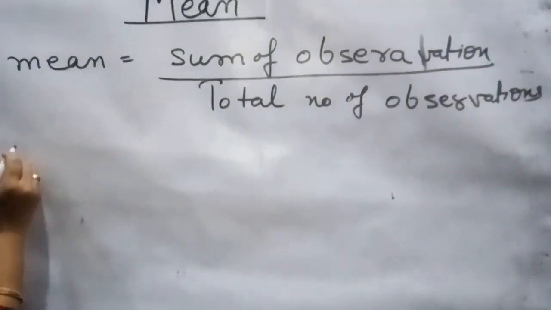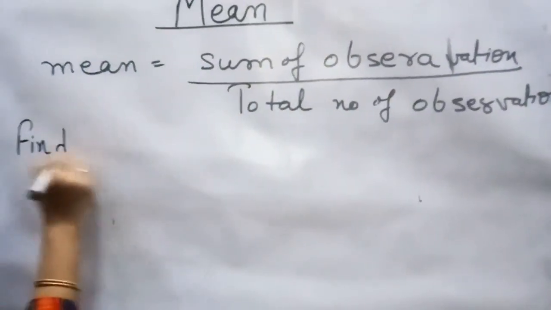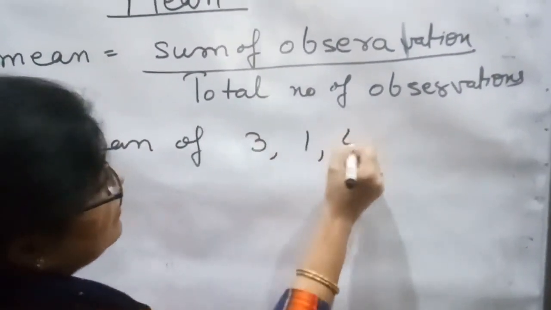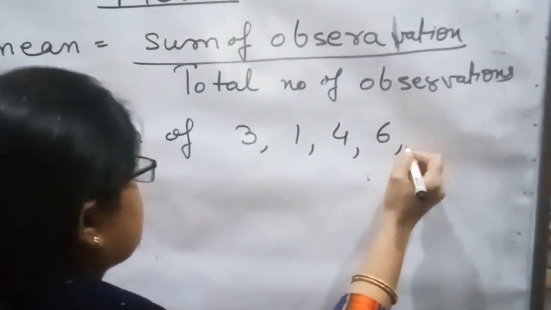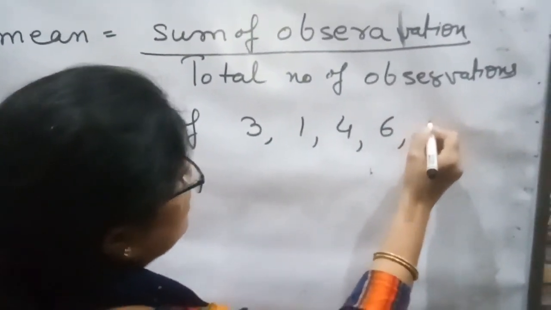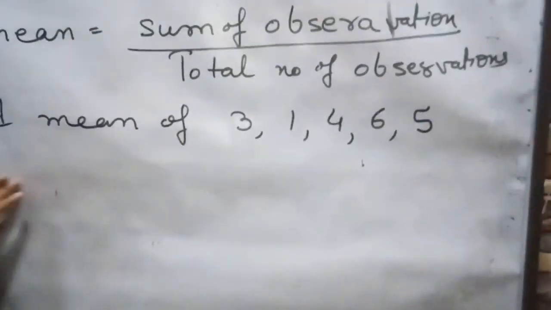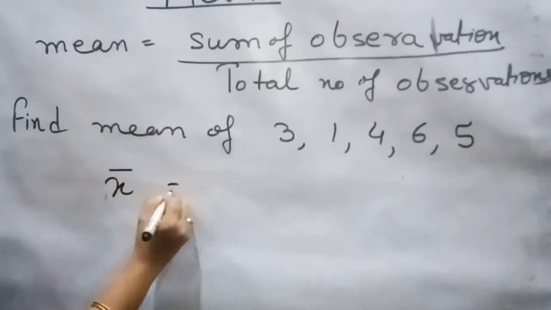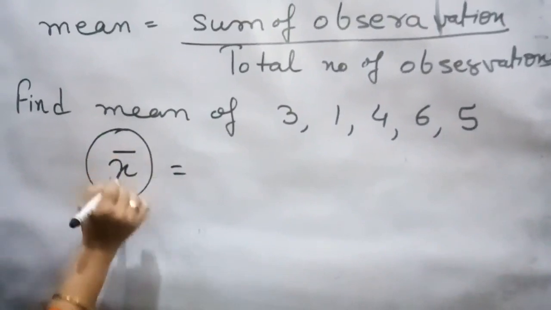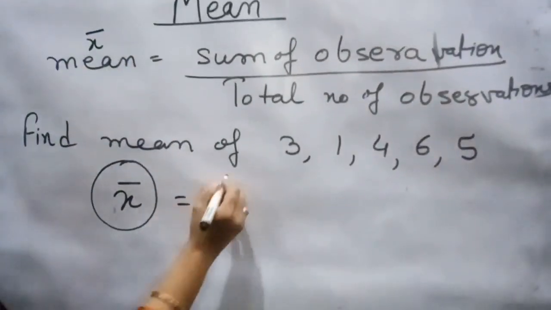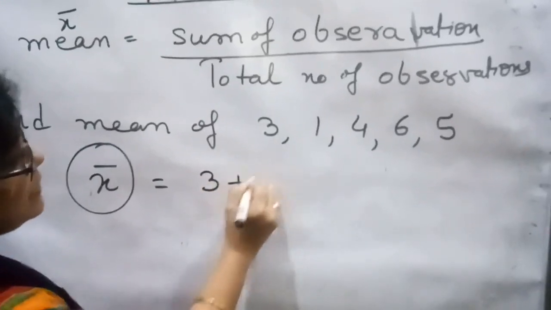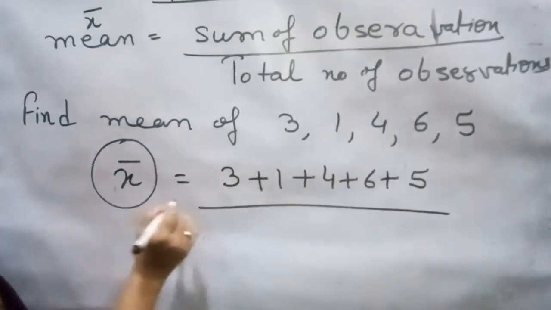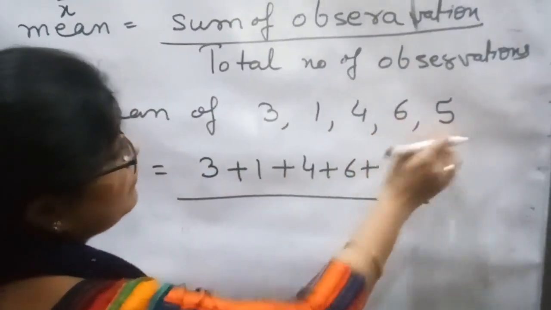For example, I have a question: find the mean of 3, 1, 4, 6, 5. Now for mean, when we write any variable with an over bar, it represents mean. Sum of the observations, that means 3 plus 1 plus 4 plus 6 plus 5. Now count all these numbers: 1, 2, 3, 4, 5.